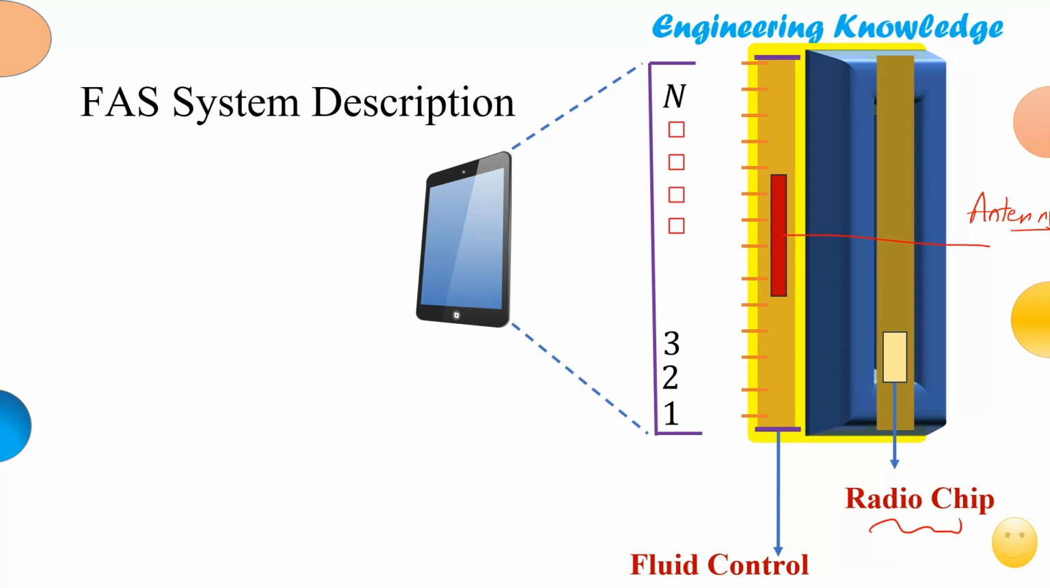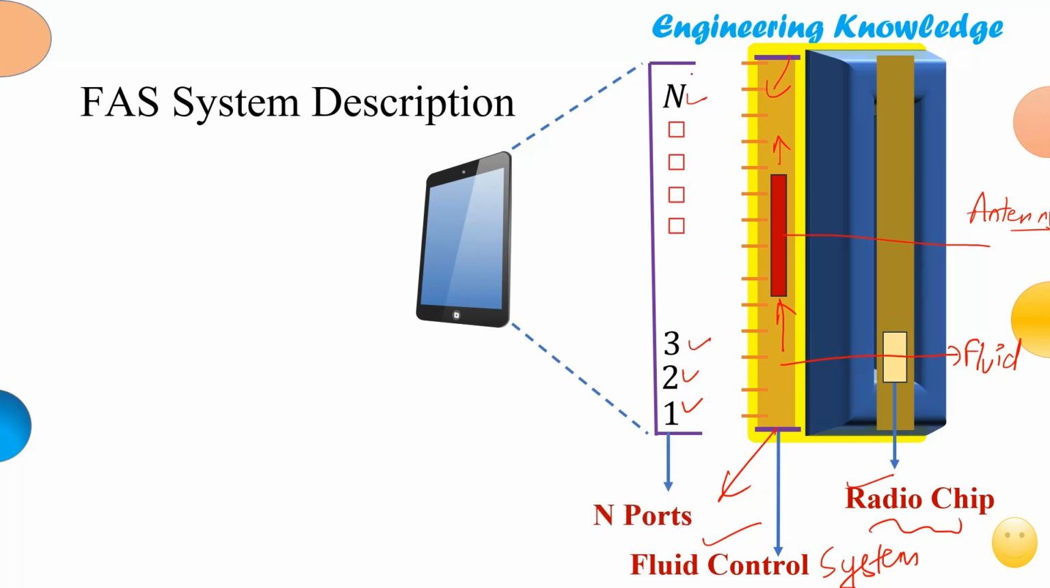And of course there is going to be a fluid. So the fluid is here, and there are these points which control the fluid. So this is the fluid control system. The fluid control system and the radio chip together work to change the location of this single antenna among these ports. So there are now basically N ports available. There is only one antenna, but there are N ports because of its movement and its interaction with the fluid. The fluid is going to be metallic or an ionic salt.